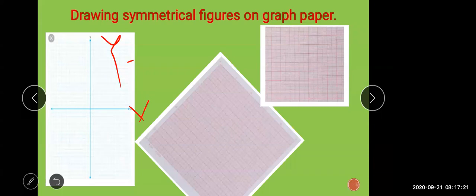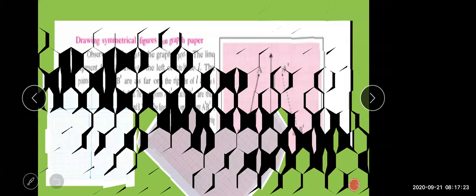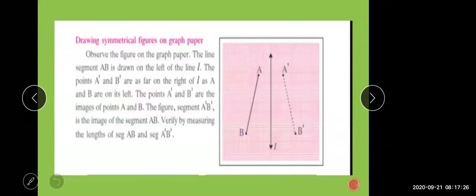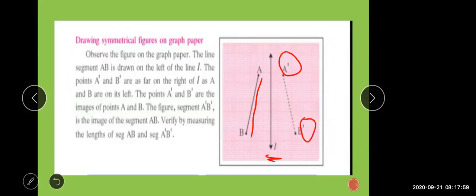Now we will see our topic, drawing the symmetrical figure on graph paper. Observe the graph paper on the right side. Observe the figure on graph paper. The line segment AB is drawn on the left of the line L. Look here. This line segment AB is drawn on the left side of line L. The point A1 and point B1 are as far on the right of L as A and B are on its left.